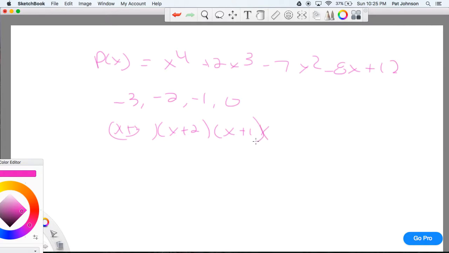We can say the factors are x plus 3, x plus 2, x minus 1, and x minus 2. Those are all the factors of p of x. I had this wrong at first. And we can say that the x-intercepts are (-3, 0), (-2, 0), (1, 0), and (2, 0).